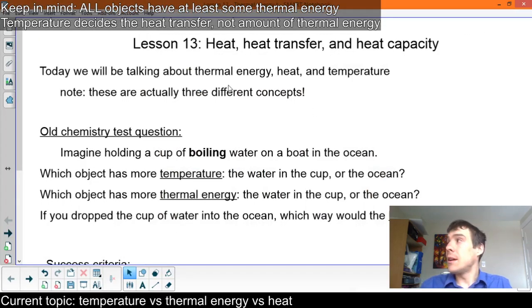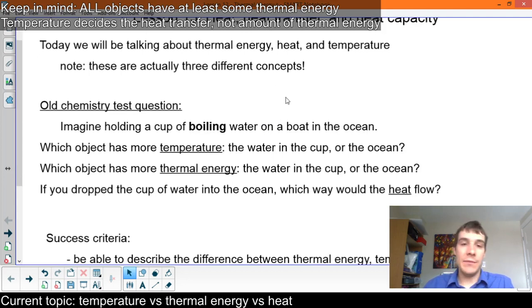Which is here. This is today's lesson, lesson 13, heat transfer and thermal energy. There's this old chemistry test question, but it works for physics as well. Imagine that you're holding a cup of boiling water, maybe some tea, and you're on a boat in the ocean. Which object has more temperature? Which one has the higher temperature? Is it the cup or the ocean?